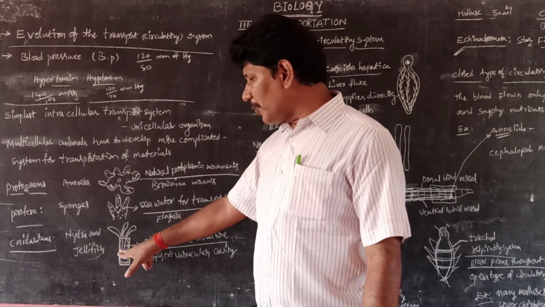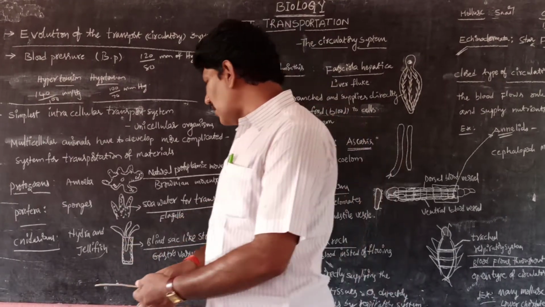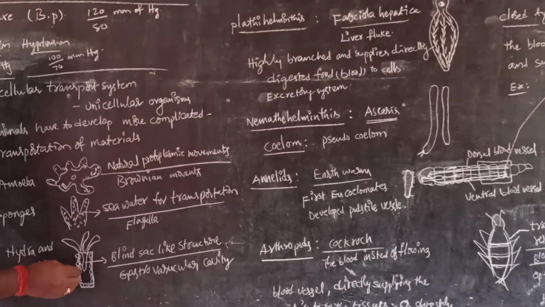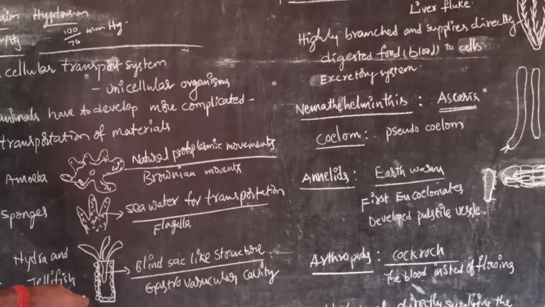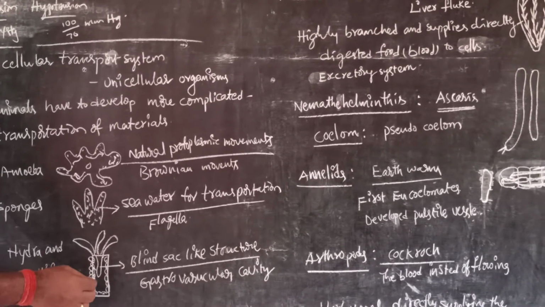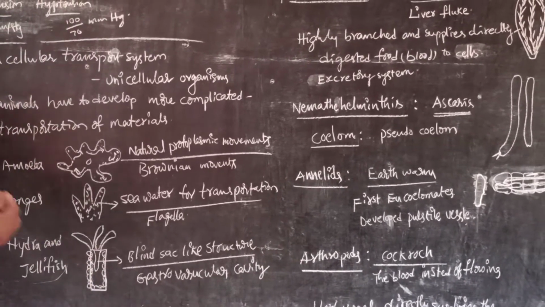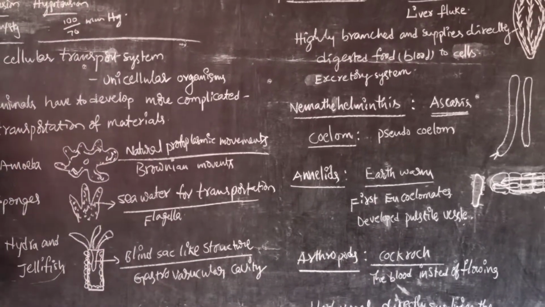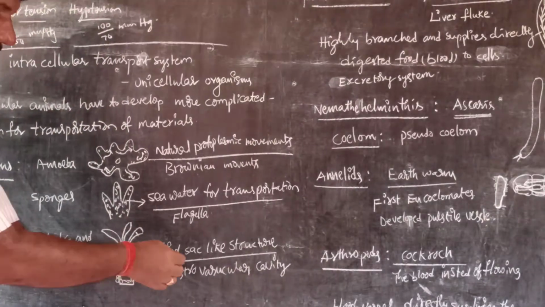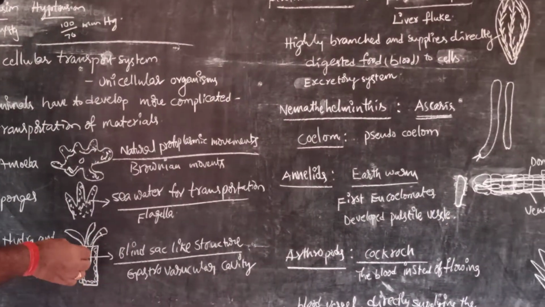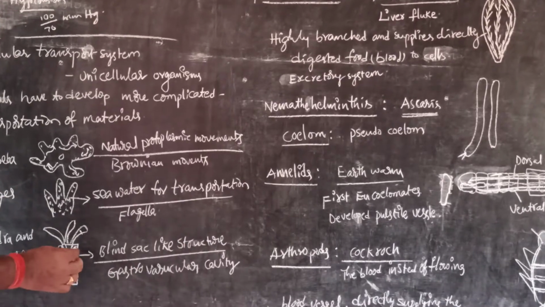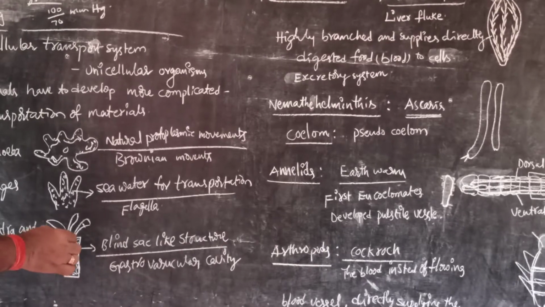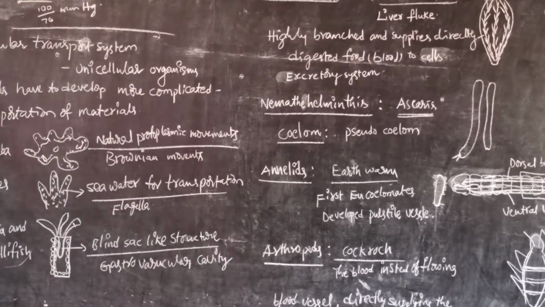For example, this is the hydra. This is diploblastic in nature. Diploblastic means these are the epidermal cells and these are the endodermal cells. This is the epidermal layer, and this is the endodermal layer. Diploblastic means ectoderm and endoderm. These are called tentacles. In Cnidarians like hydra, there is a blunt sac-like structure called the gastrovascular cavity. The gastrovascular cavity is present for the first time in the Cnidarians.